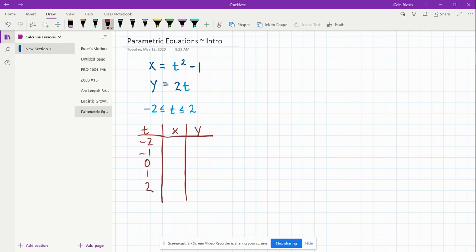If t is -2, my x coordinate would be 4 minus 1, which is 3. My y coordinate would be -4. If t is -1, my x coordinate would be 0, and my y coordinate would be -2, and so on. So you're filling in your table based on just plugging t in.